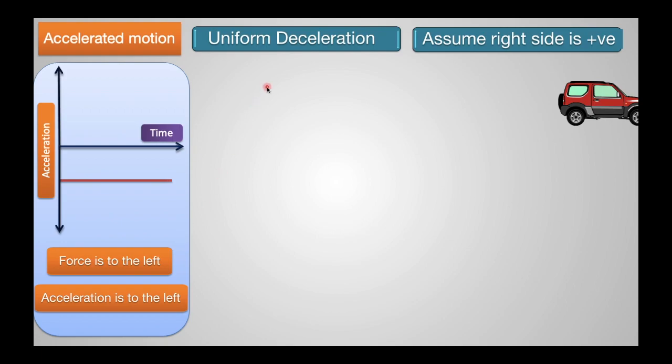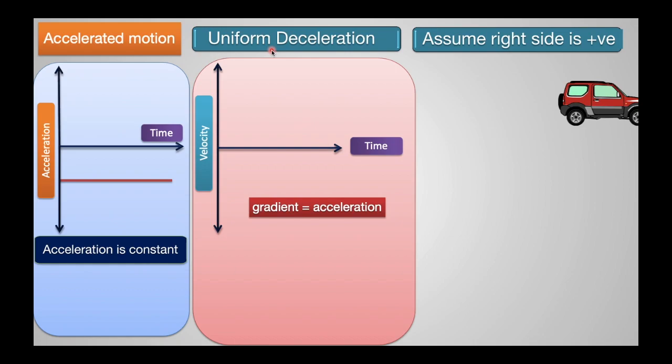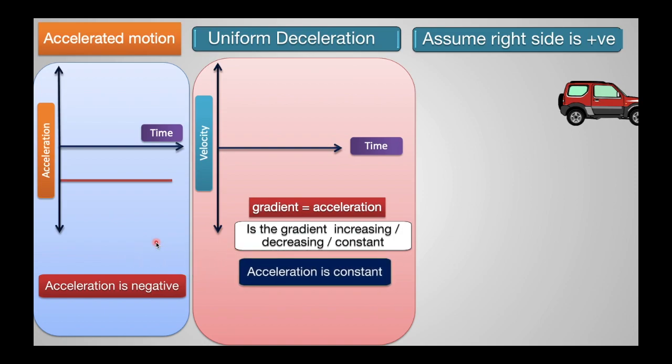And the value should be constant because the question says uniform deceleration. Now I'm going to plot the velocity time graph by using the concept of gradient. The gradient of the velocity time graph, as you know, is acceleration. What happens to the acceleration? You know, acceleration is constant and acceleration is negative. Is the gradient of the graph we are going to plot here increasing, decreasing or constant? The answer is here. Acceleration is the gradient and it's constant. So you have to plot a constant gradient graph here. Means it should be a straight line.